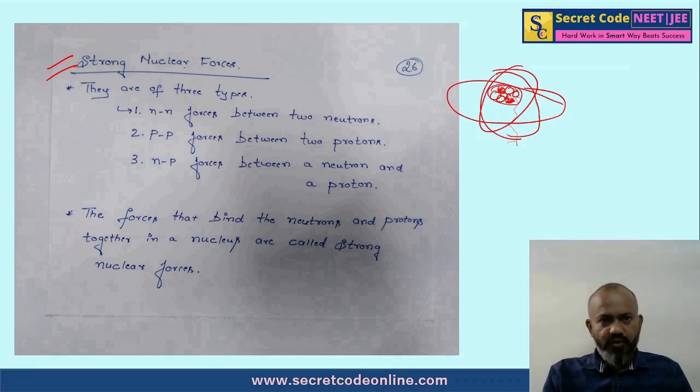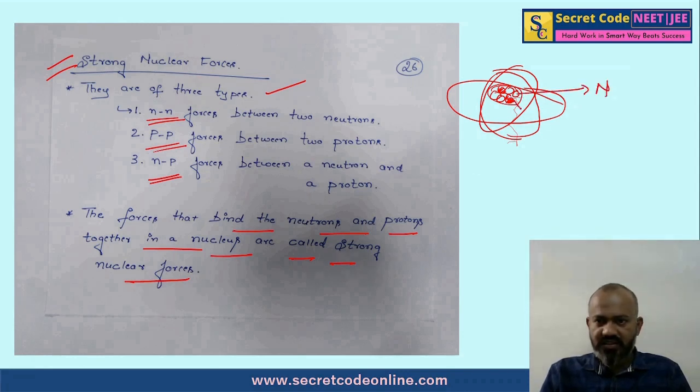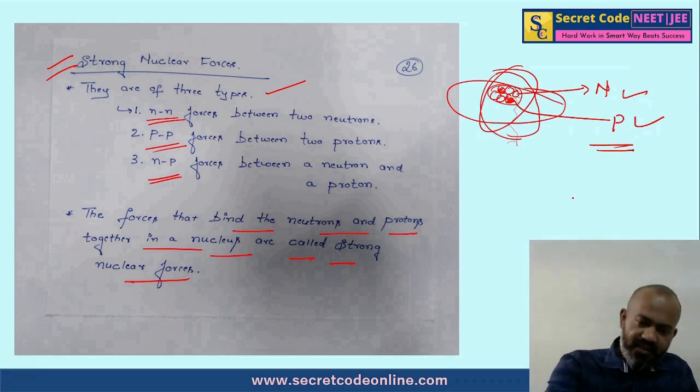So strong nuclear forces are of three types. It is the force between neutron and neutron, the force between proton and proton, or it may be the force between neutron and proton. They are known as strong nuclear force. The force that binds the neutron and proton together in the nucleus is called the strong nuclear force. Let us consider this is a neutron and this is a proton. Because of the binding of neutron and proton within the nucleus, the force that binds the proton and neutron within the nucleus is called the strong nuclear force. Very important. Okay, the next one.